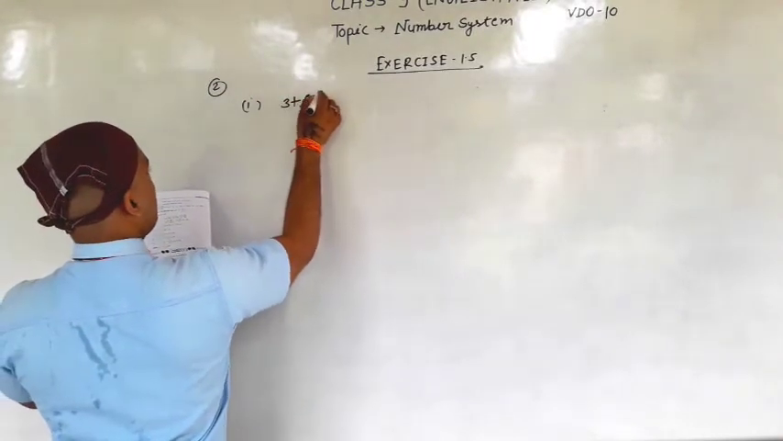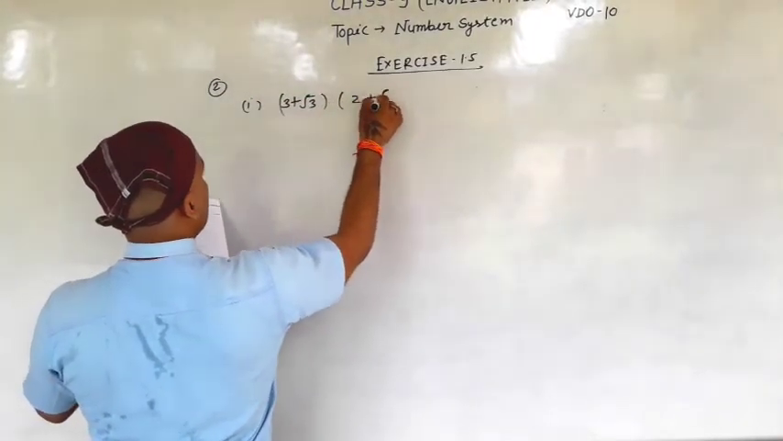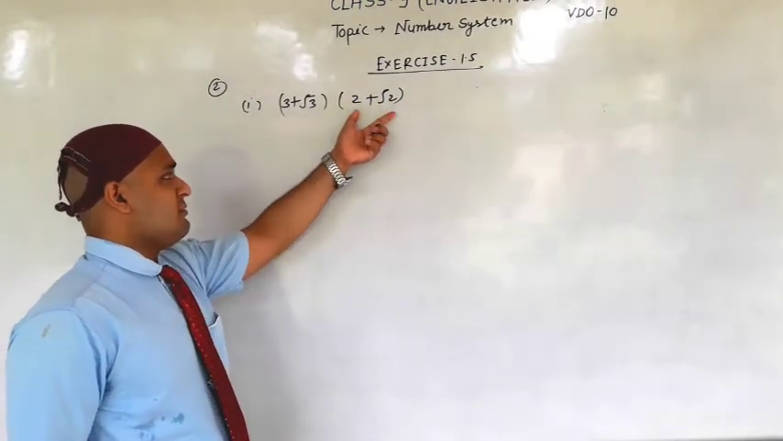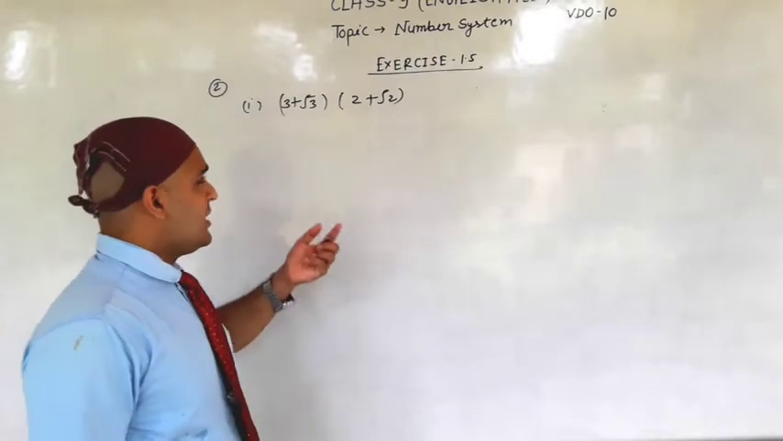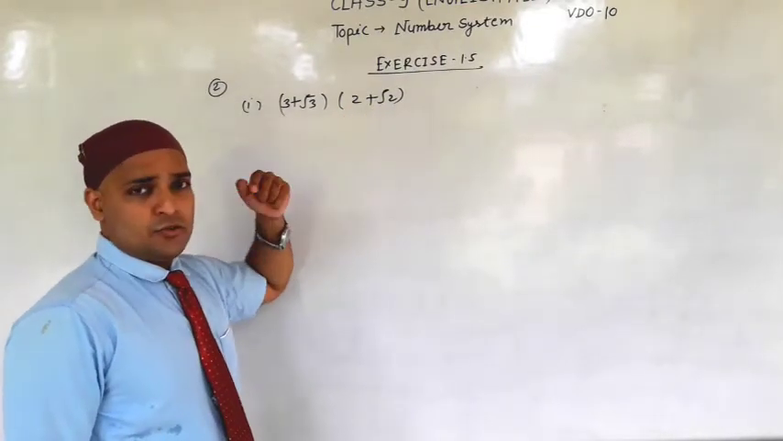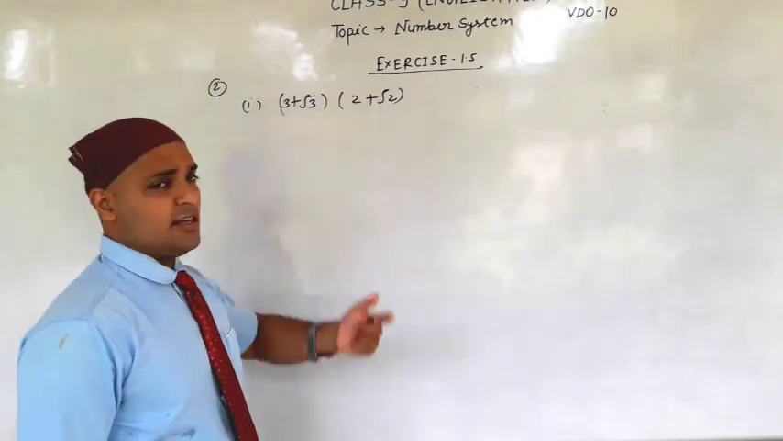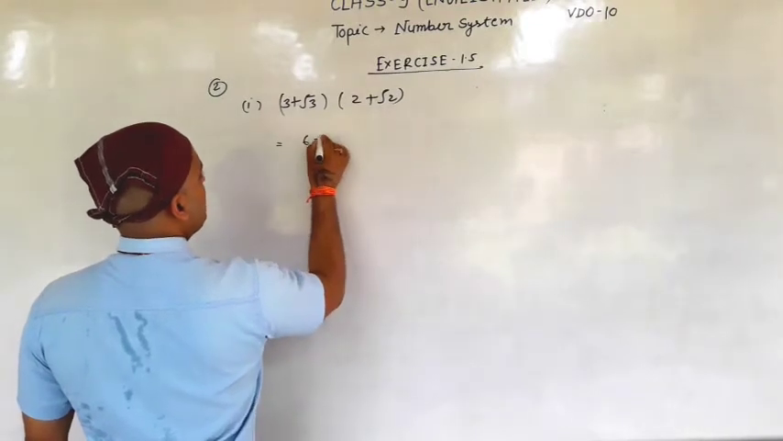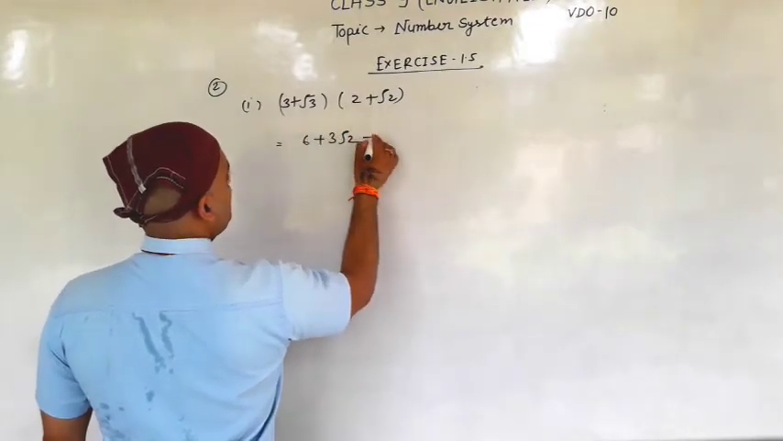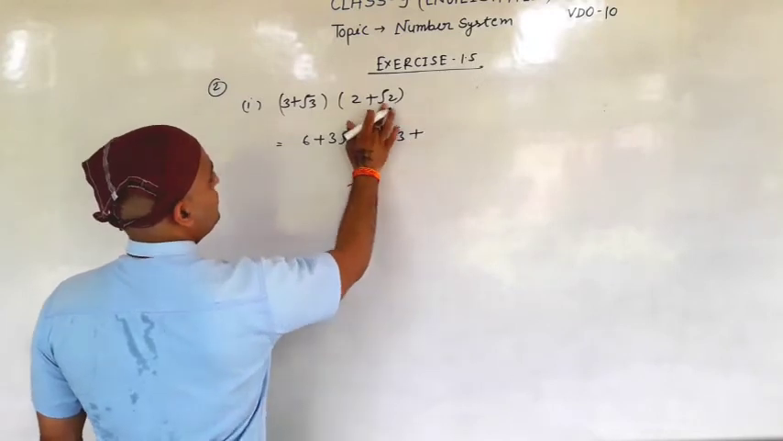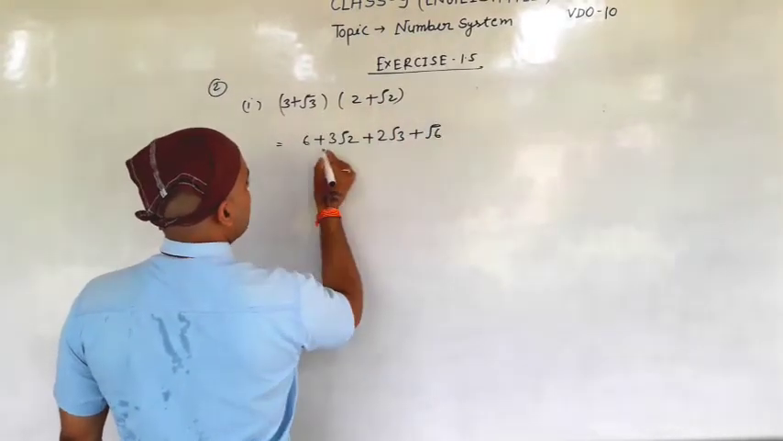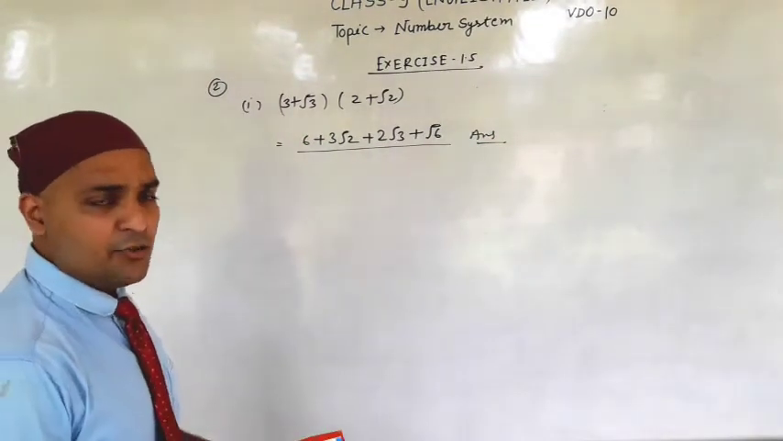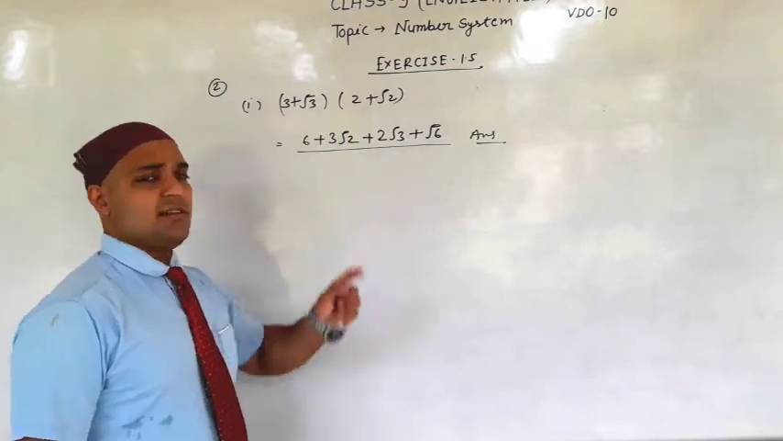The first is 3 plus root 3 and 2 plus root 2. These are different irrational numbers, and there is no identity here, so we can directly multiply. Now we multiply: 3 times 2 is 6, 3 root 2, 2 root 3, plus root 3 times root 2 is root 6. This is the answer. There is no identity used here, only simple multiplication.